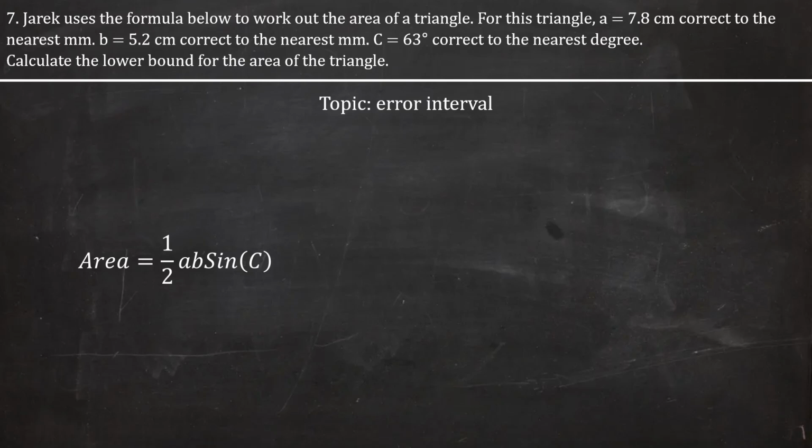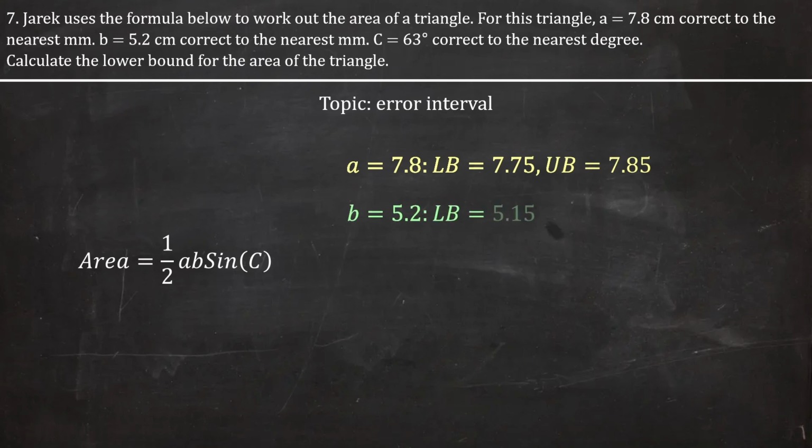Question 7 is an error interval question using the half AB sine C formula. So first, A is 7.8 to the nearest millimeter, so the lower bound is going to be 7.75. The upper bound is going to be 7.85. B is 5.2 to the nearest millimeter, so the lower bound is going to be 5.15. The upper bound is going to be 5.25. C is 63 to the nearest degree, so the lower bound is going to be 62.5. The upper bound is going to be 63.5.